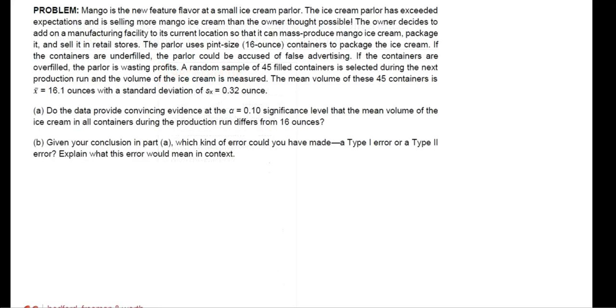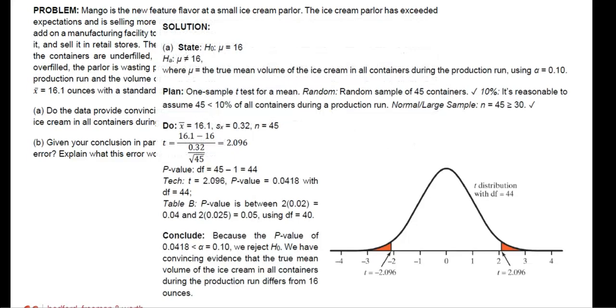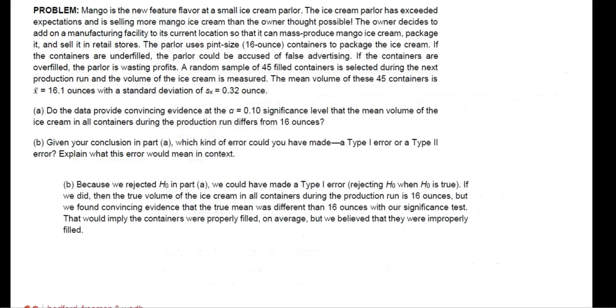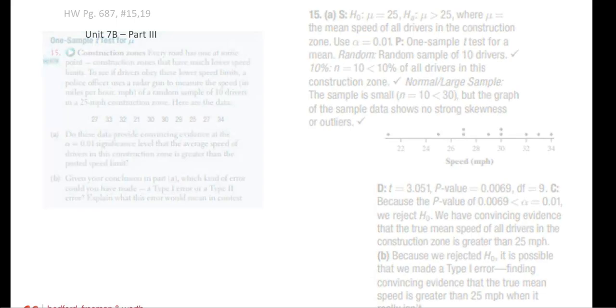Okay, that's the lesson for today. You got a practice problem here. I'm going to work that part B. And that's it for today.